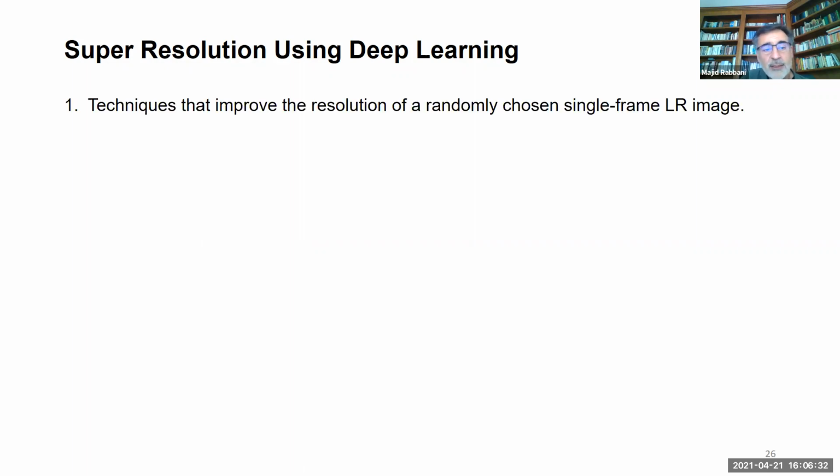Number one, there are techniques that improve the resolution of a randomly chosen single frame low resolution image. Remember, I told you that this problem is very ill posed, right? And it needs regularization. Regularization in this case comes from training the network with many, many millions of example images, okay? That's what the regularization is.